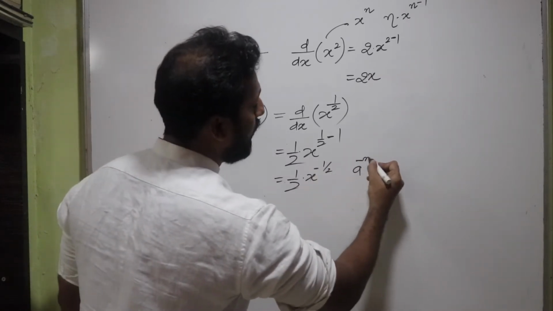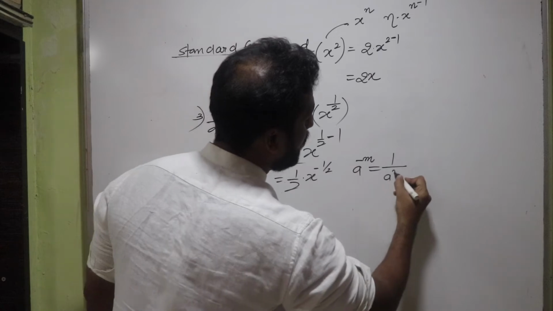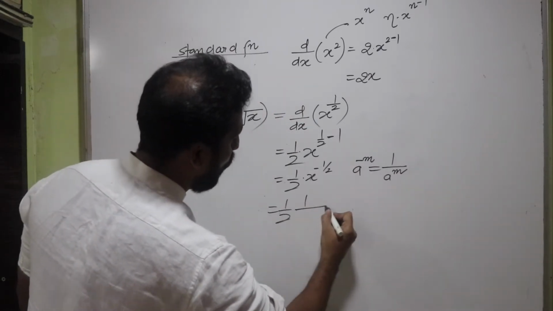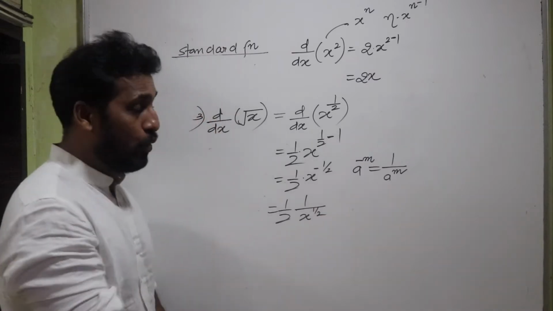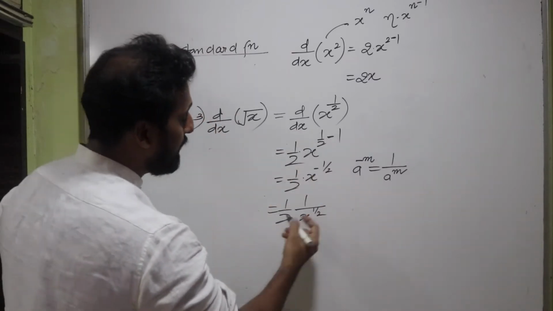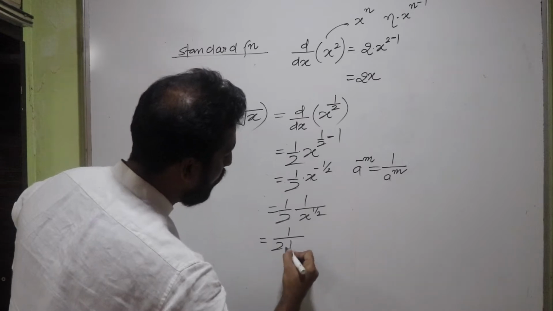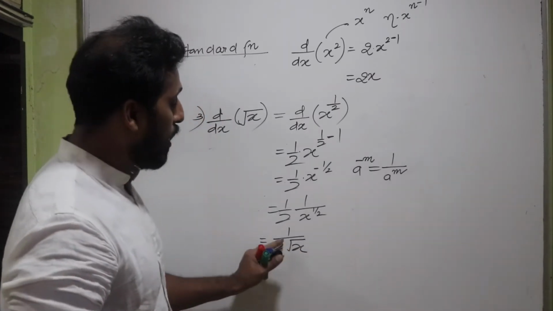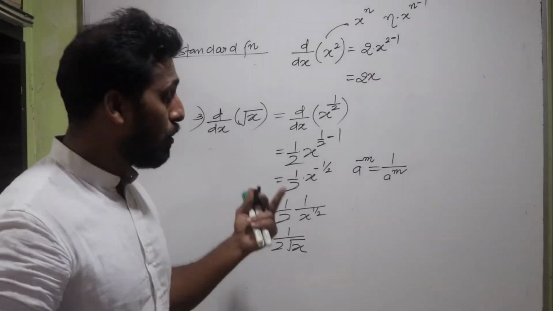So I get 1 by 2, x raised to minus 1 by 2. We all know that a raised to minus m is 1 upon a raised to m. So I'll be getting 1 upon 2, 1 upon x raised to 1 by 2, minus half has gone down, and x raised to half is root, so 1 upon 2 root x. That means the derivative of root x came 1 upon 2 root x. Very important, the third formula.